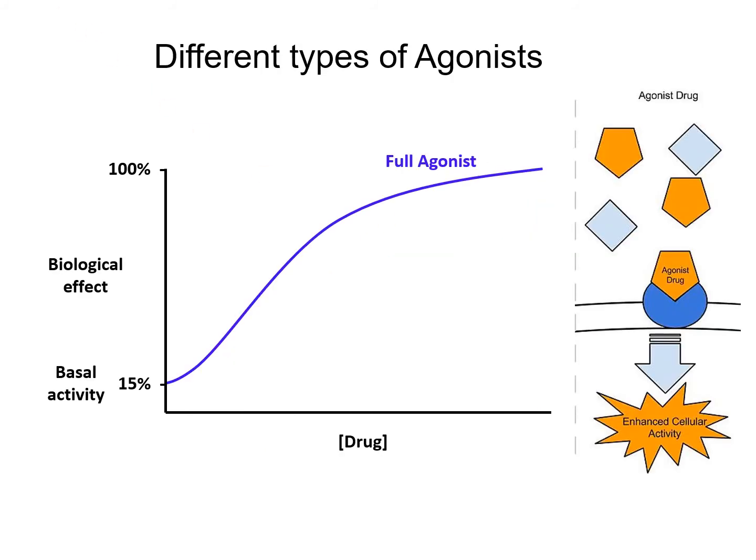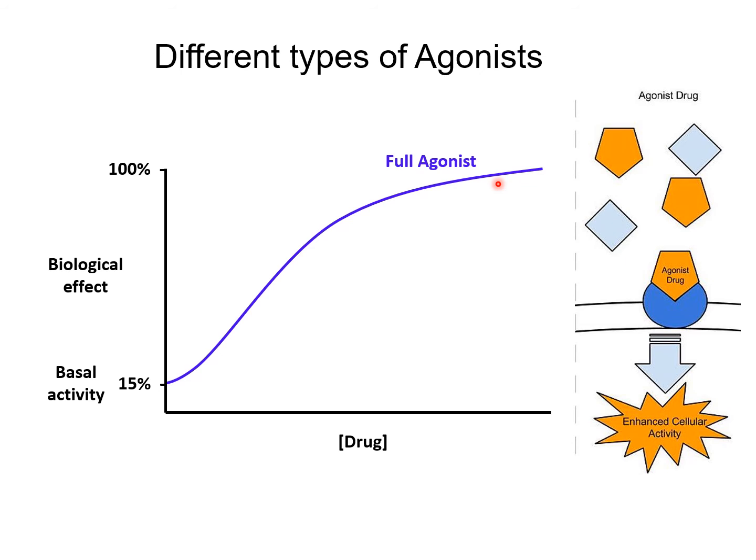So now let's talk about intrinsic activity of drugs. Intrinsic activity refers to the ability of a drug to produce a maximum biological effect. So if a drug binds to a receptor and it's able to produce a maximum effect that is comparable to the effect produced by our body's own endogenous ligand, we call it a full agonist.